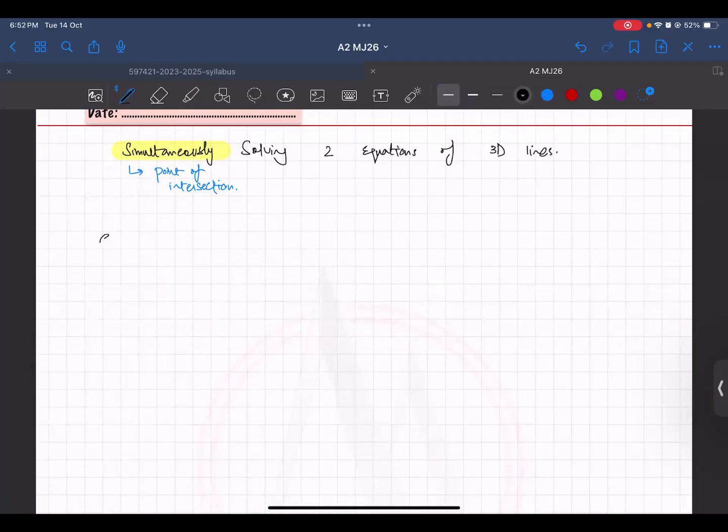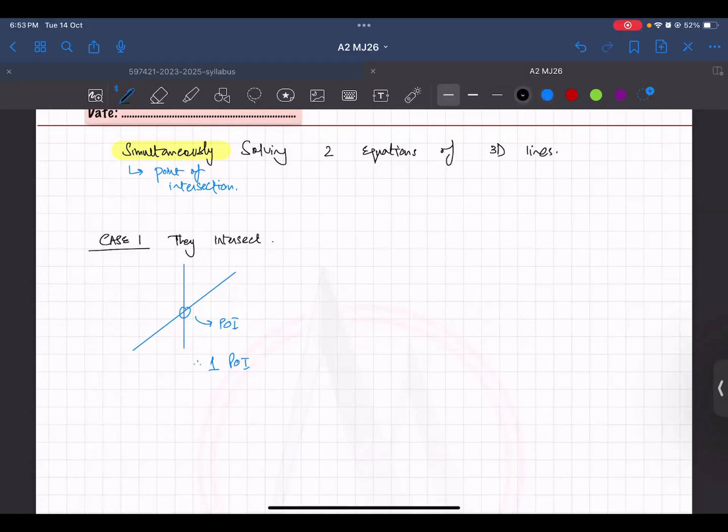So case one, that they intersect. This is the basic one. If you look at 3D space, you have the x, y, z, all three, and there is a line going like this, and there's another line going like this, and they are intersecting at one point. You will find the point of intersection, and there would only be one point of intersection. This is when they exactly intersect at one point.